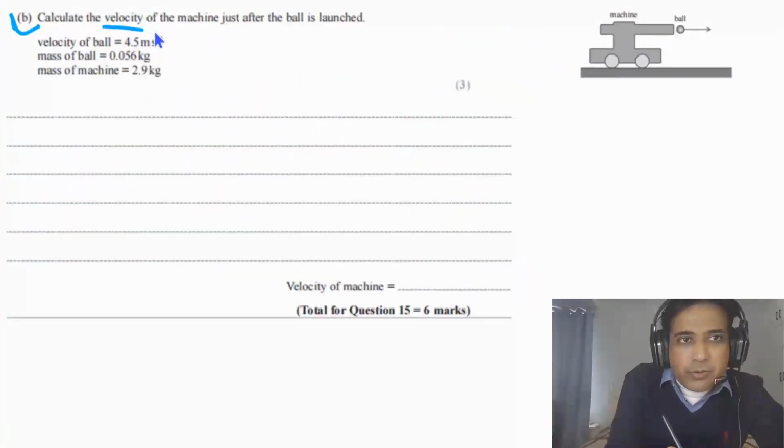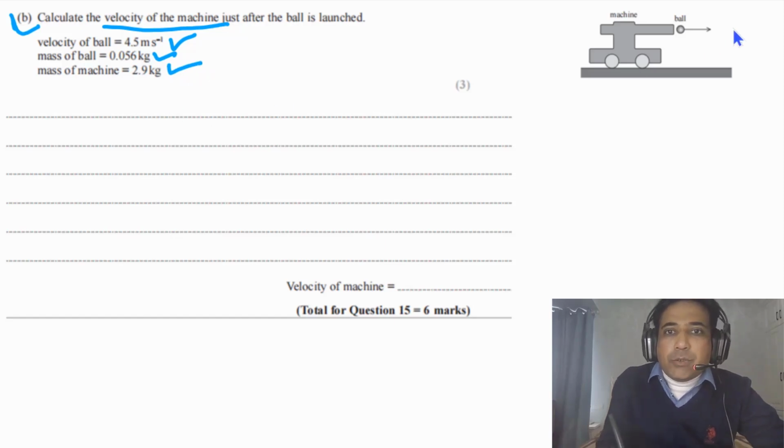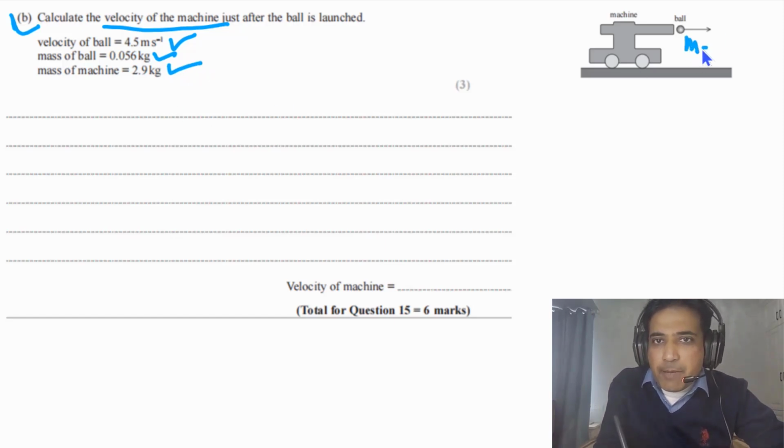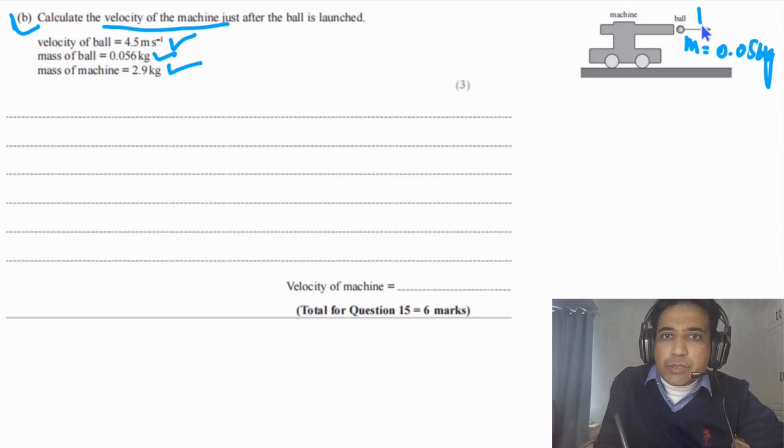Part B says calculate the velocity of the machine just after the ball is launched. The velocity of the ball is given to us, the mass of the ball is given, and the mass of the machine is given. So we can use small letter m for the mass of the ball, which is equal to 0.056 kg, and we can use capital V for the velocity of the ball, which is 4.5 meters per second. For the mass of the machine, we can use capital M, and the mass is equal to 2.9 kg.